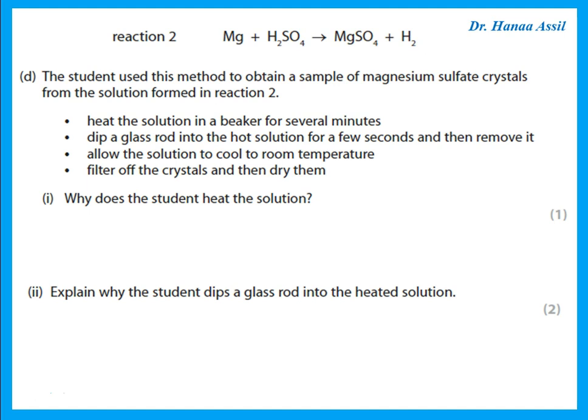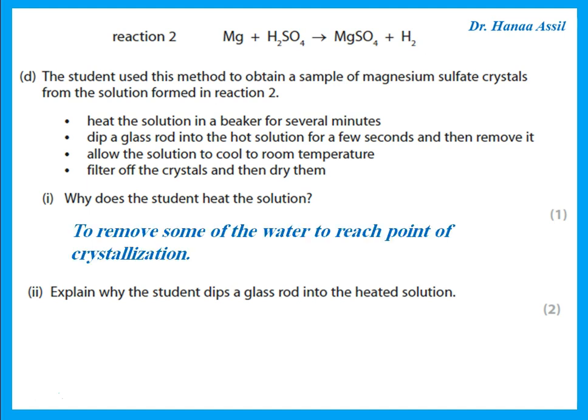So what is he doing? He has already added magnesium to sulfuric acid and he has the solution from that. So the solution is the magnesium sulfate solution. And what is he doing? He's trying to do crystallization, right? So why does the student heat the solution? Remember, when we're doing crystallization, we say heat the solution to the point of crystallization. So why is he heating it? To remove some of the water to reach the point of crystallization.